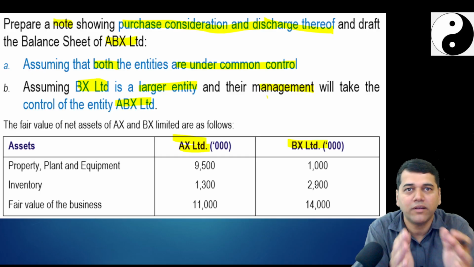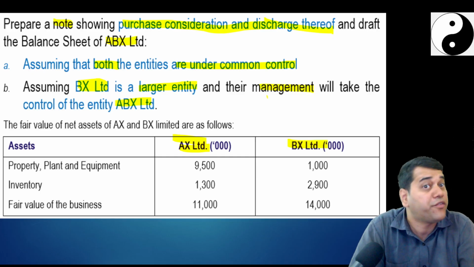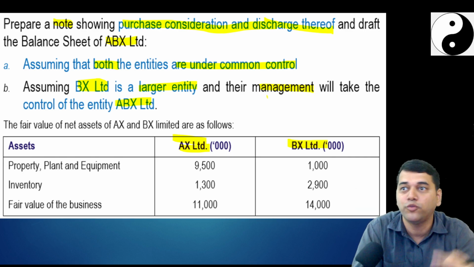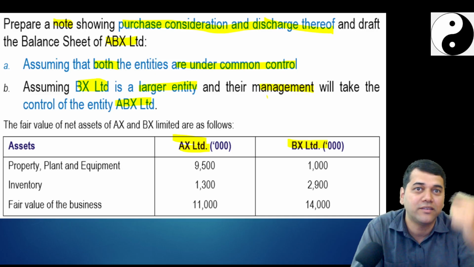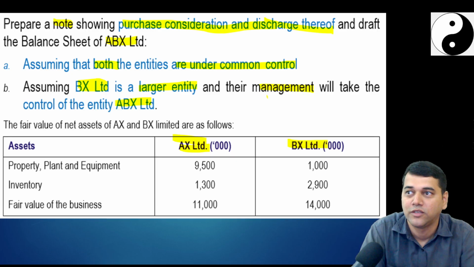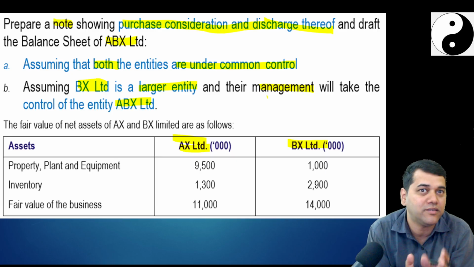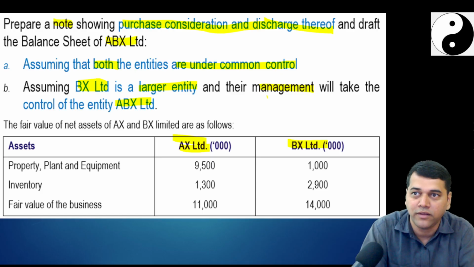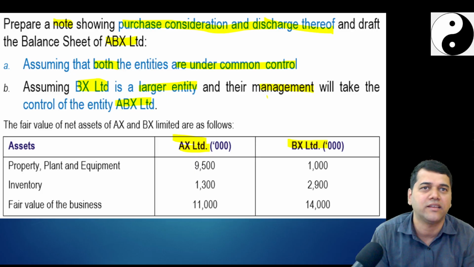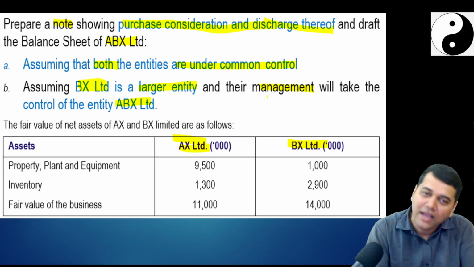So you have to prepare one consolidated balance sheet in the name of ABX. The name is only ABX there. The shop name is ABX. Who is running the shop? BX is running it by taking over AX. So you have to do this accounting in reverse, as if BX acquired AX. Simple, no? What is the headache there?